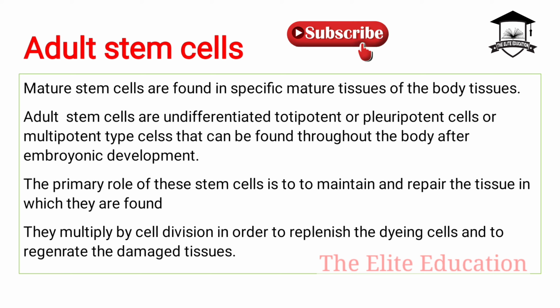Adult stem cells are undifferentiated totipotent or pluripotent or multipotent type of cells that can be found throughout the body after embryonic development. The primary role of these stem cells is to maintain and repair tissue in which they are found.